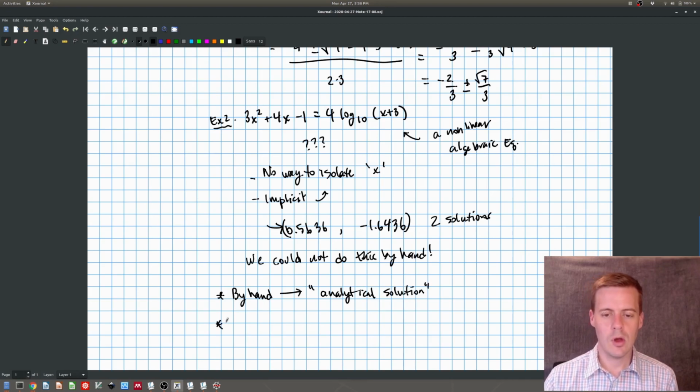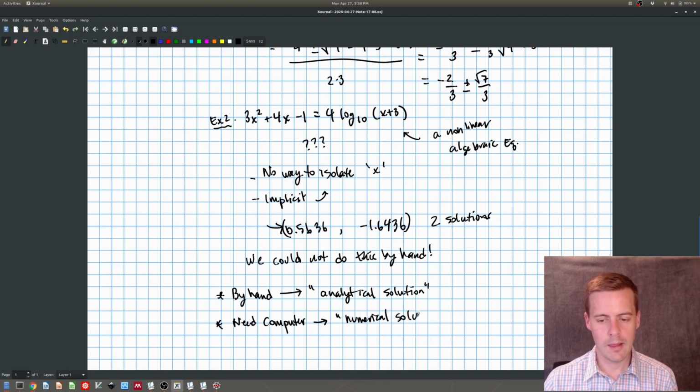On the other hand, if we cannot do it by hand, if we need a computer, so I'll put need computer, we'll call this a numerical solution.